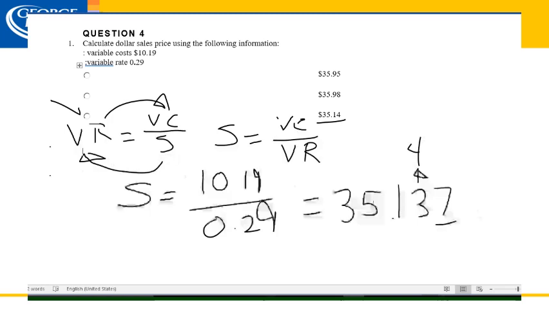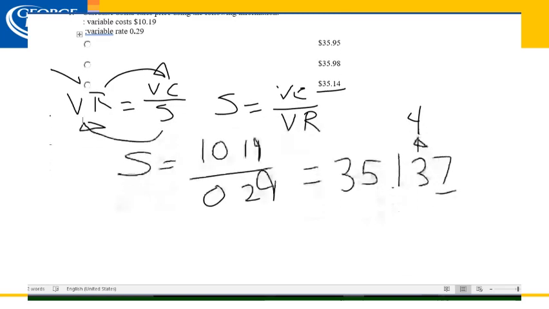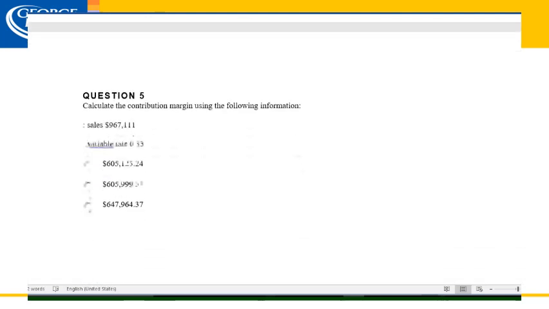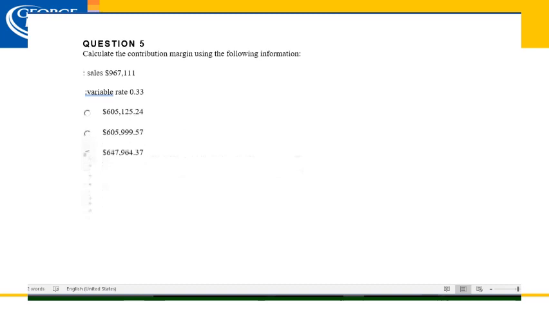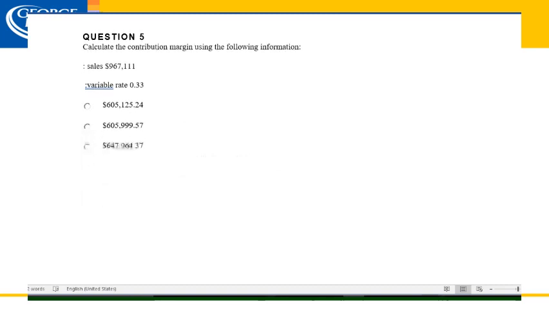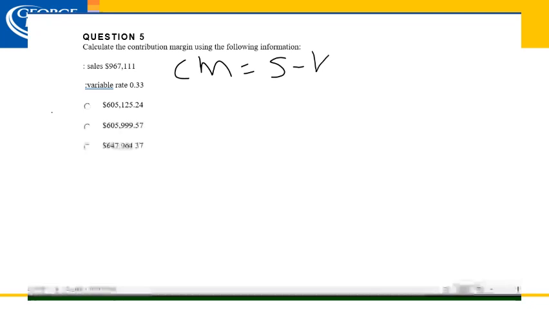Okay. Let's move on to the next question here. Alright, question number 5. We are being asked to calculate our contribution margin using the following information. We have our sales of $967,111 and our variable rate of 33%. Okay, so we're being asked to calculate the contribution margin. Our contribution margin is equal to our sales minus our variable costs.